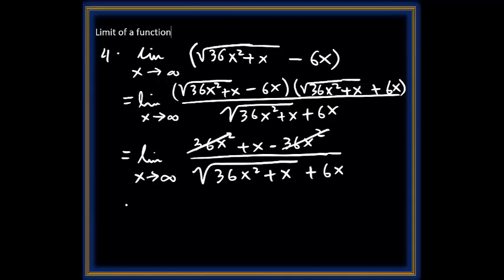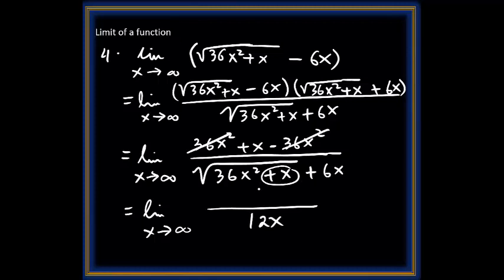And then what happens finally, as we said, in the denominator you can ignore this one because you have the radical sign. So 36x squared will give you 6x, and another 6x makes it 12x, and in the numerator you have x. So this x cancels out, and then your final answer is 1 over 12. So that is exactly the limit for this problem.